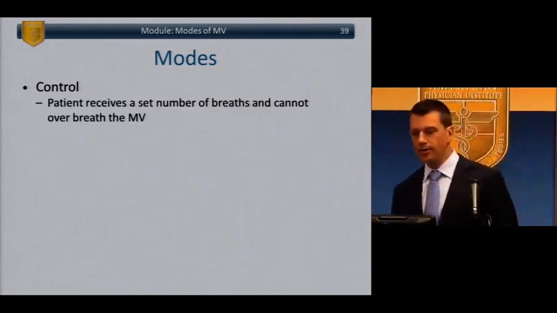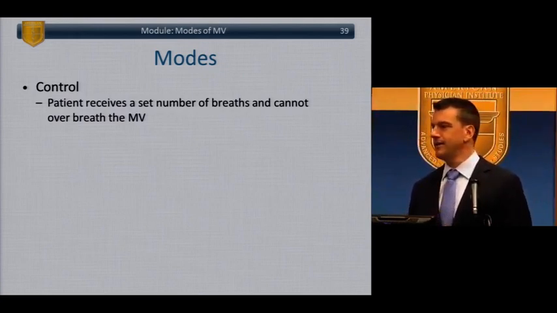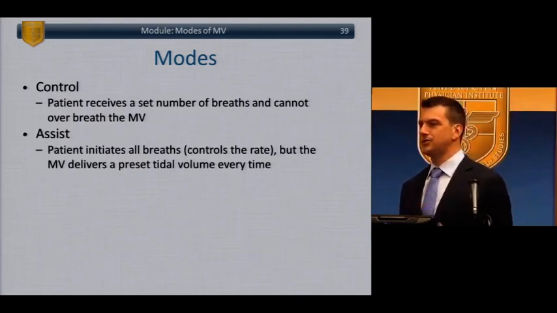Again, control mode is just the simplest. You just decide, I want this many breaths. The patient cannot overbreathe the ventilator. Miserable. Assist mode means something different.